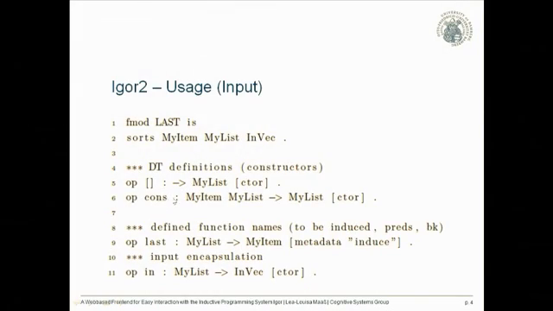So you have the constructor for the empty list and the constructor for every other list, which takes an item and a list, appends the item to the list, and then returns the list. In line 9, you can see the definition of the function last. The input is of type myList, and the output is of type myItem.